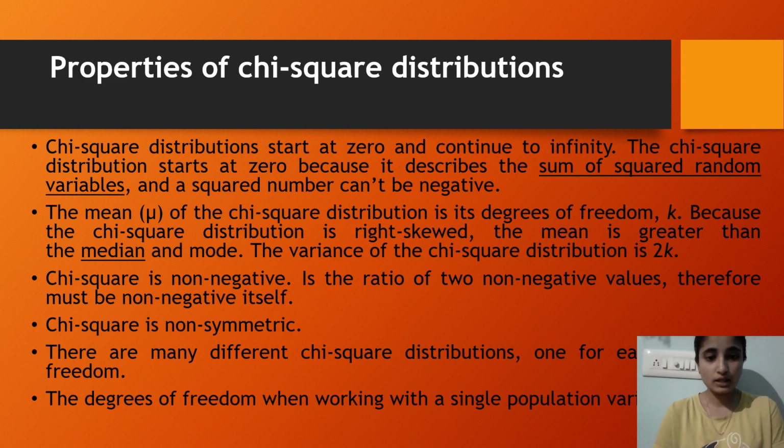Chi-square is non-negative as it is the ratio of two non-negative values, therefore it must be non-negative itself. The chi-square is non-symmetric. There are many different chi-square distributions, one for each of the degrees of the freedom. The degrees of the freedom when working with a single population variance is n minus 1.